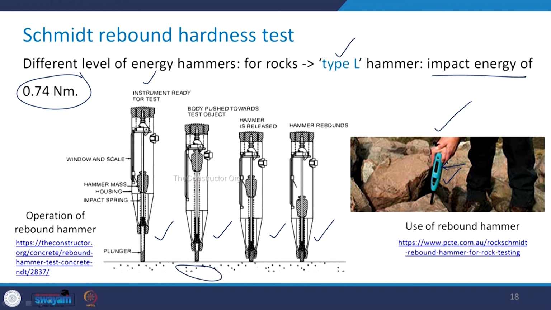You see that the plunger is pushed. There is energy stored in this spring, and now the hammer is released. So, what will happen? This plunger will bounce back. That rebound is being noted here on this scale. Okay. Now, how to make use of this rebound?